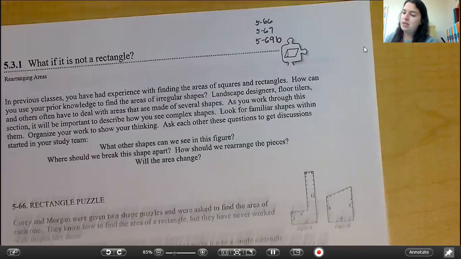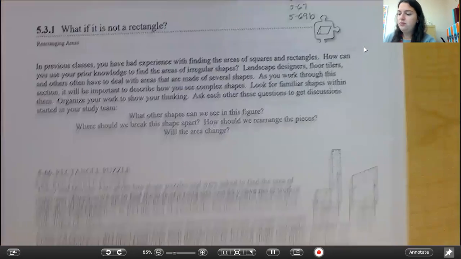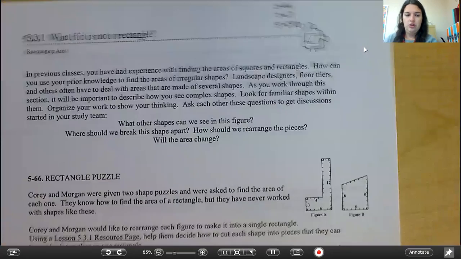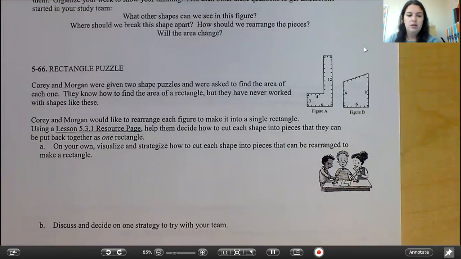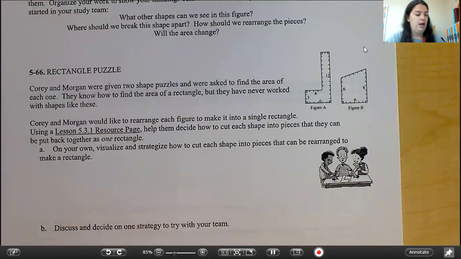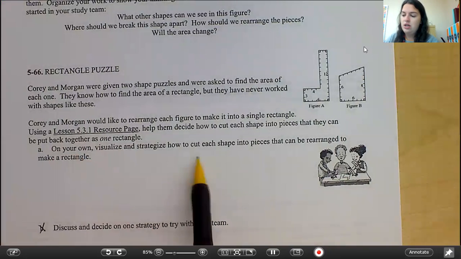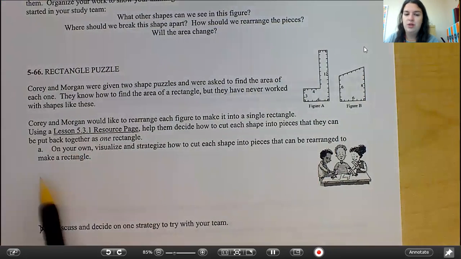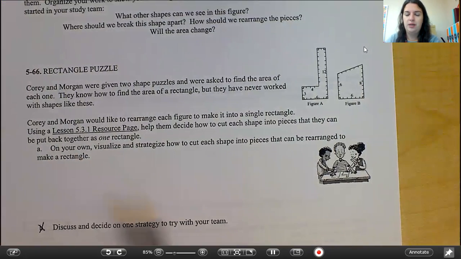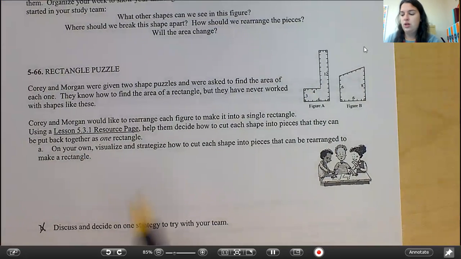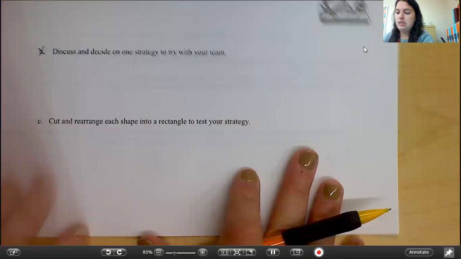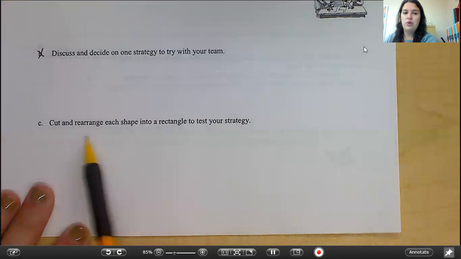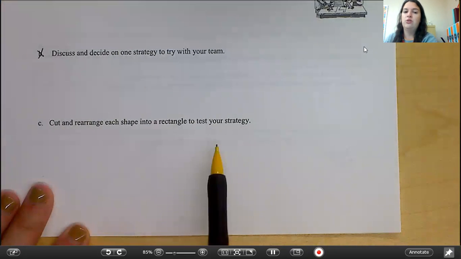So what your job is now, you are going to answer A and B. Or actually, you just have to do A. So you're going to come up with a strategy on how to cut each shape into pieces that can be arranged to make a rectangle. You're going to explain it in part A. When you're done with that, you're going down to part C, and you are going to cut and rearrange each shape into a rectangle to test your strategy.